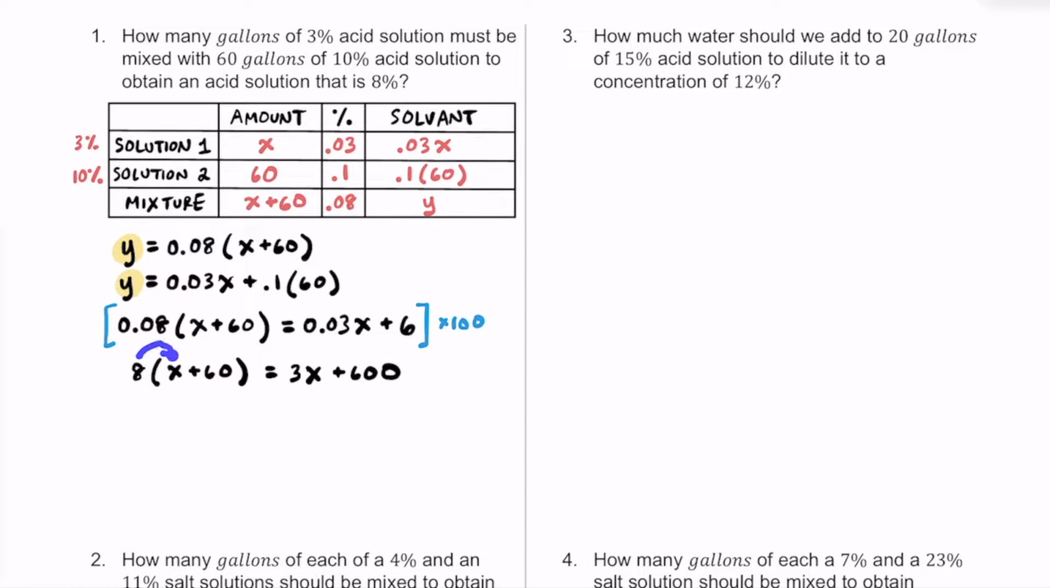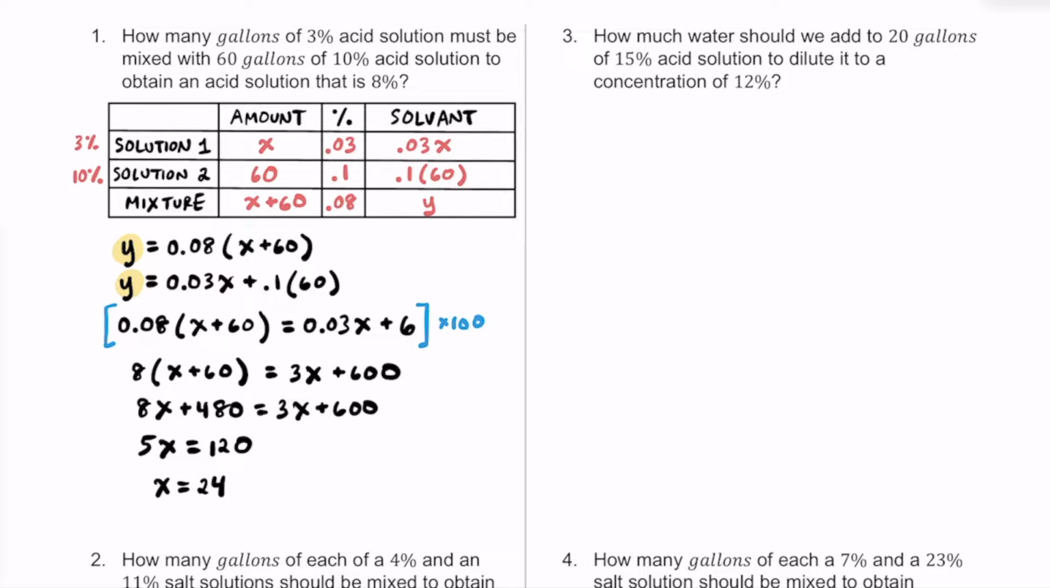Next, we can go ahead and distribute this 8 to both of these terms inside here. If we do that, we're going to be left with 8x plus 480, and that's going to be equal to 3x plus 600. Next, we can subtract 3x from both sides of the equation here, and that's going to end up being just 5x on the left side. And I'm going to go ahead and take away 480 from both sides. And if we do that, we're going to end up with 120 on the right side. And then finally, we can divide both sides by 5 and say that x is going to equal 24.